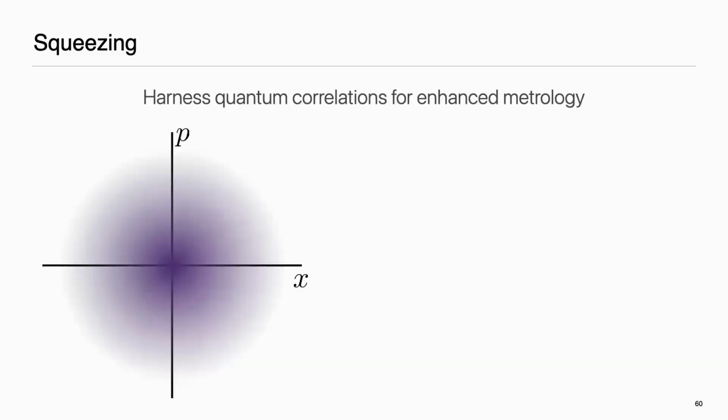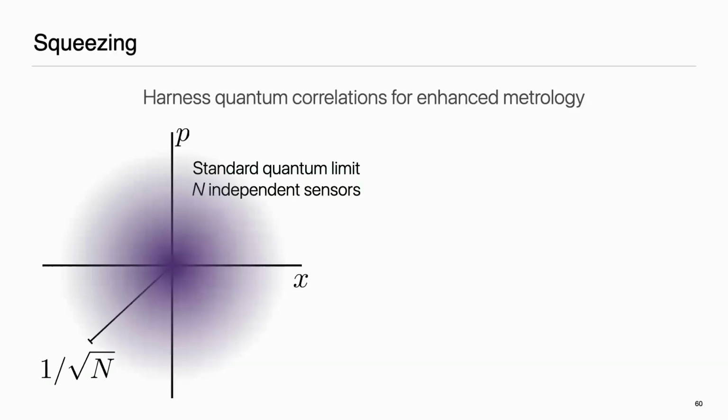If I have a Heisenberg uncertainty principle, I would say I have 2 observables that I can't measure simultaneously, and the product of their uncertainties is bounded, right? And this is the standard quantum limit. So normally what we think of is if we have n sensors, we have an uncertainty that's like the square root of the number of sensors, and we think of it as being uniform over these 2 observables, right? Position and momentum, for example.